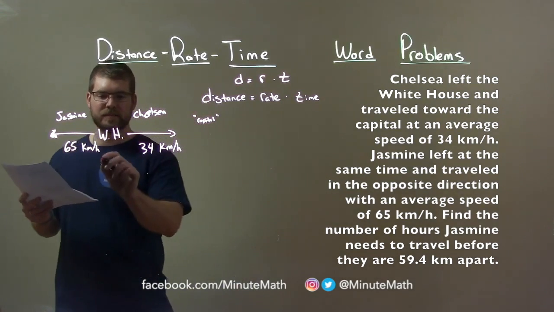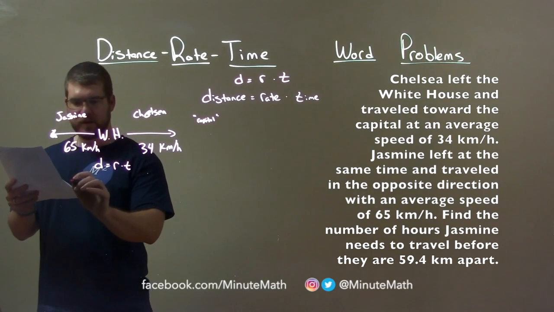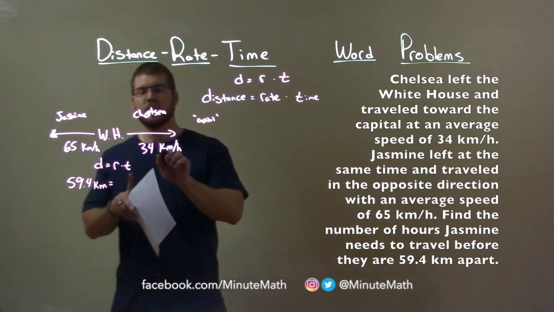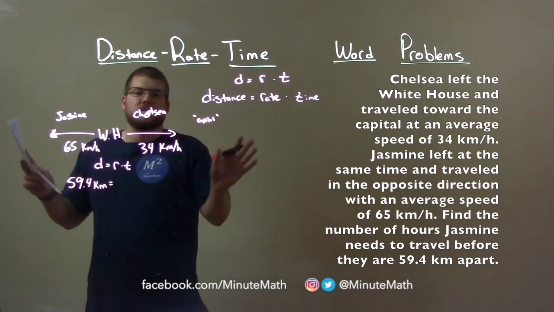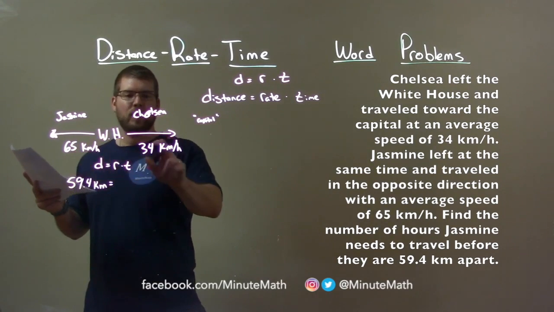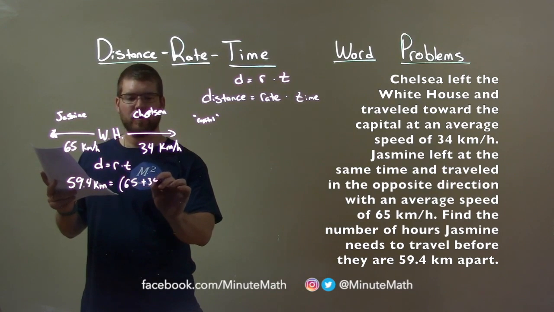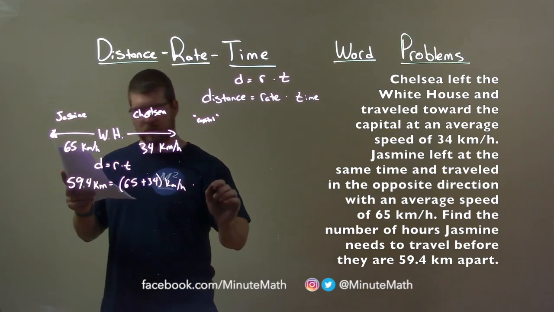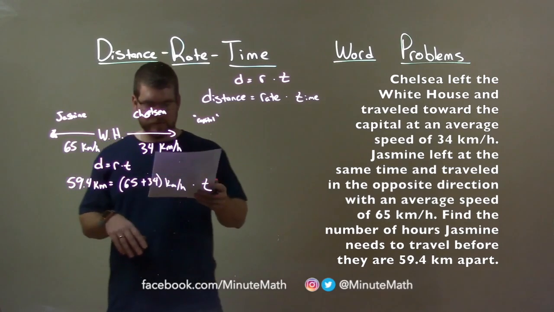So our distance is our rate times our time. Our distance we're trying to find is 59.4 kilometers. And here's the tricky part. Since they're traveling in opposite directions, the rate at which they are separating from each other is adding both these rates together. 65 plus 34, that's our rate, kilometers per hour, times a total time of t. All right, so now we have a problem. Let's go solve.